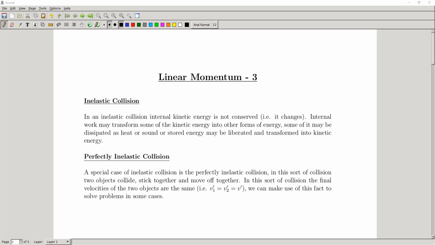An inelastic collision is a collision in which our kinetic energy is not conserved. So our kinetic energy is going to change during this collision. So what might happen? Well, we might have a collision where some of our kinetic energy is lost to other forms. So we could lose some of it to heat, to sound, to deformation of the two objects that are colliding.